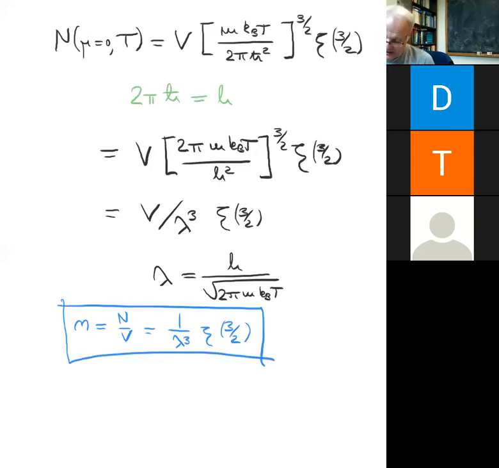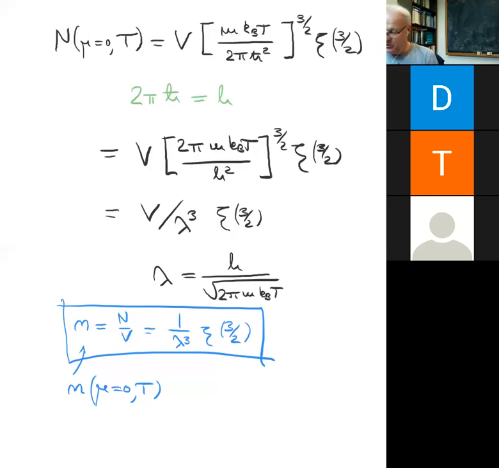Okay, so that n is the n at mu equals 0 for some given temperature T. One way to think about this, by the way, is that this lambda cubed is some kind of volume. I think I introduced that earlier. Roughly speaking, you can think of it as the quantum volume of a particle. It's the volume that corresponds to the size of the wave function of a single particle.